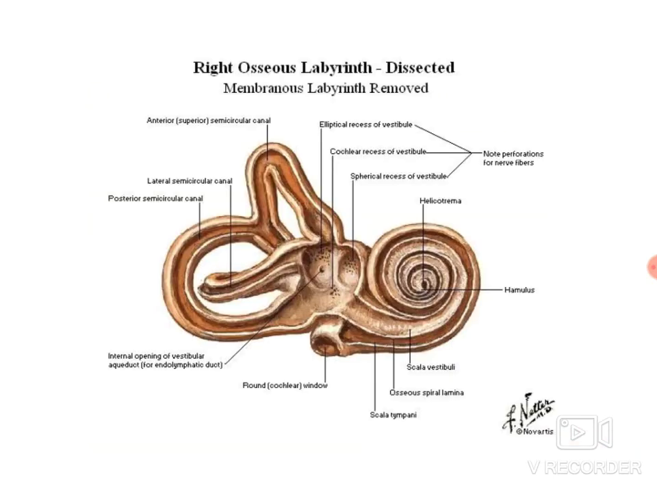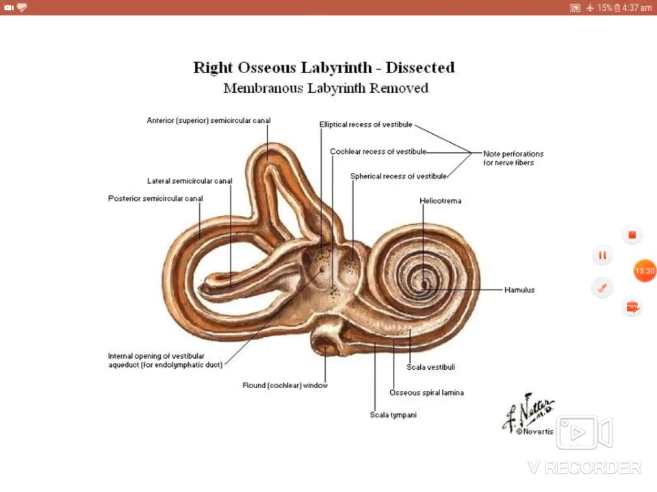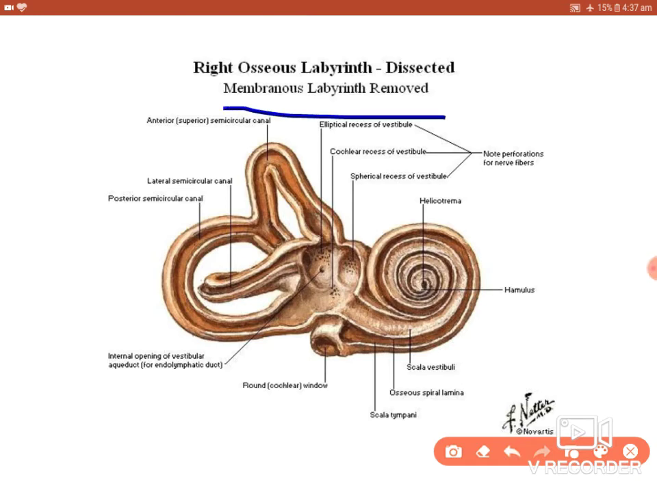Then inside the vestibule, you can see that part of the bony labyrinth, the lateral wall of the bony labyrinth, is removed, and the membranous labyrinth is also removed. You can see the inside of this bony cavity. On the medial side there is a crest, which is called the vestibular crest. Here this is part of the vestibule. This is called the vestibular crest.